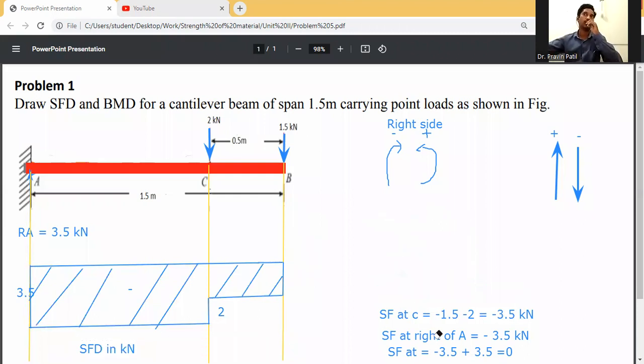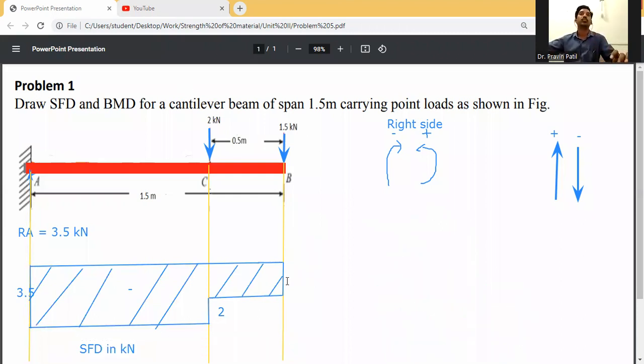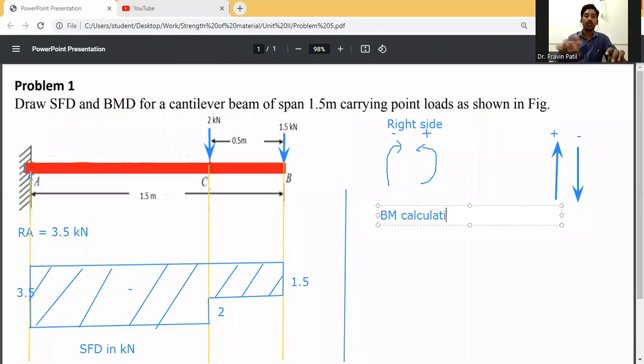BM calculation, step number 3. So first of all, BM at B will be 0. BM at B is equal to 0. Then BM at C. BM at C is equal to.